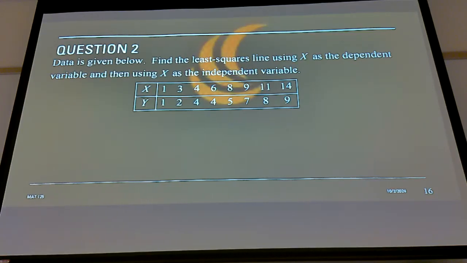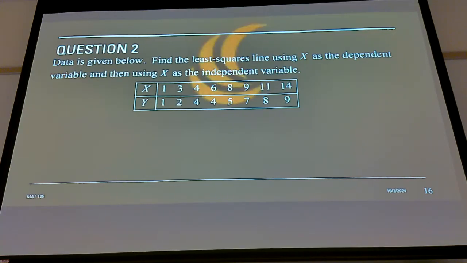The data is given below. Find the least squares line using y as the dependent and x as the independent variable. So x being the independent is the way that you usually think of it. We also want to do x as the dependent as well. So we go both ways. And I'm going to use the formulas, not the graph itself. But again, I won't be doing it by hand. I'll be typing it into Excel to show you how to do that.